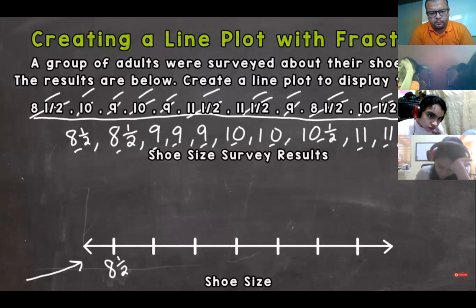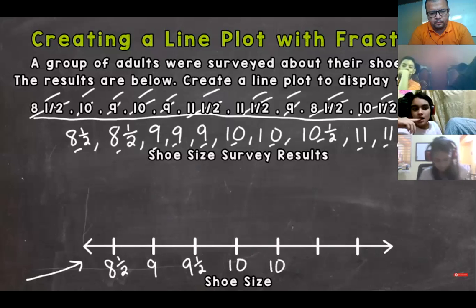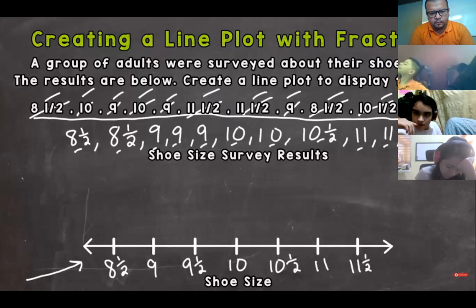So 8.5, and it looks like everything's halves. We don't have any fourths or eighths or anything like that, so we can count up by halves. So 8.5, 9, 9.5, 10, 10.5, 11, and we go up to 11.5. So for this number line, for example, there's no need to go up to 20. You just need to make sure you include the data, the numbers that are in your data.